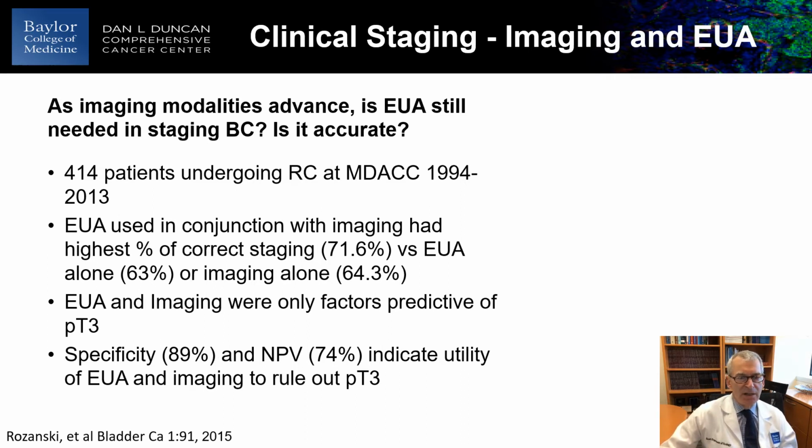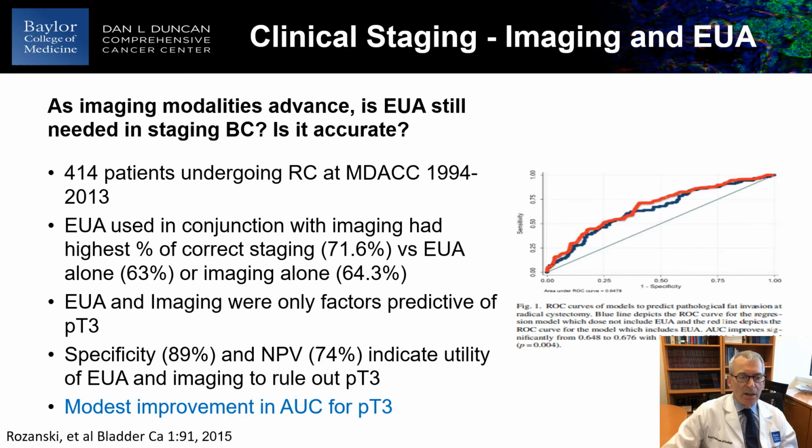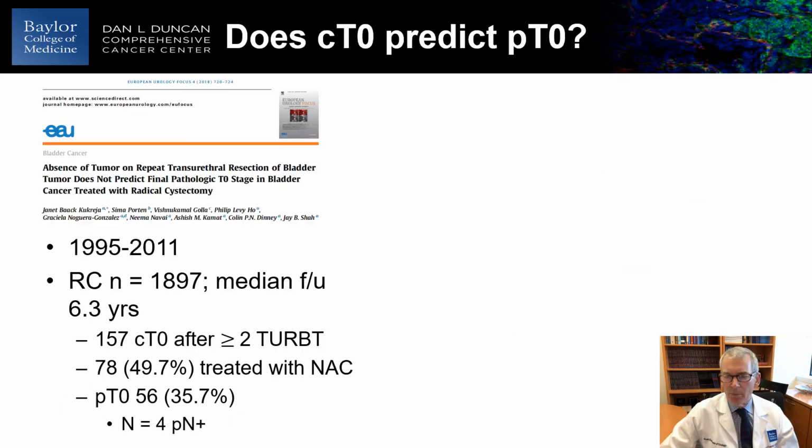So MD Anderson did a nice review of a very large number of patients collected over about 20 years, and EUA in conjunction with imaging had the highest percent of correct staging versus EUA alone or imaging alone. And EUA and imaging were the only factors predictive of PT3. They had a high specificity and a good negative predictive value that supported the utility of EUA and imaging to rule out PT3 as well. Though if you look at the area under the curve, this would be the red line here, there was only a modest improvement over imaging for the detection of locally advanced disease.